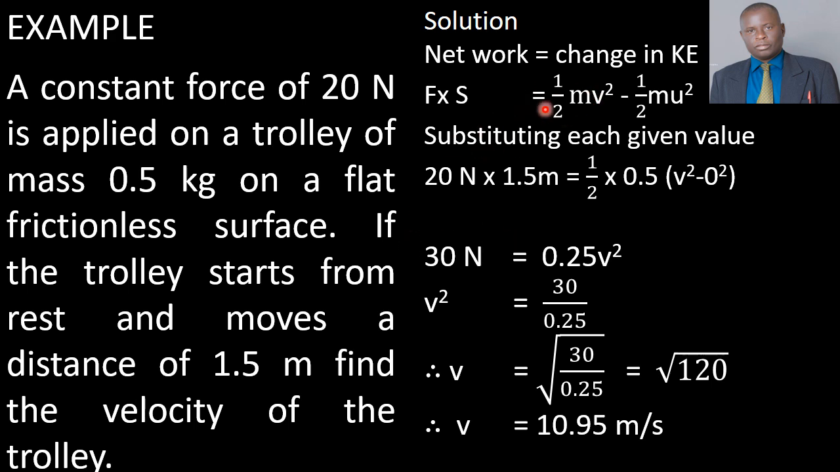Please go through the calculations. It's just based on this theory here: the net work is equal to the change in kinetic energy. Work done is force times distance. Change in kinetic energy is half mass times the square of the final velocity minus half of the mass multiplied by the square of the initial velocity. Then you substitute, and you should get this one here.